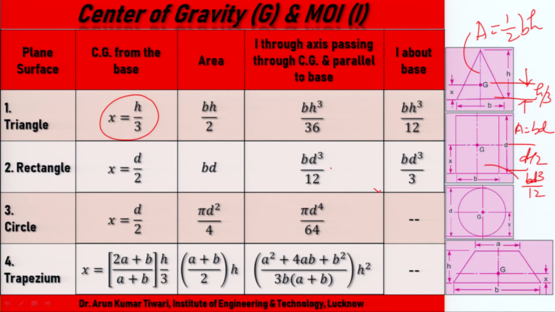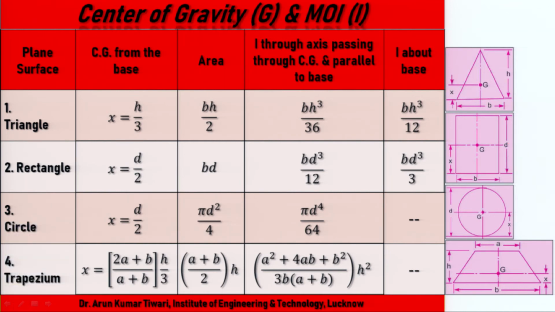Again, in the case of the circle, this is d by 2. The area is pi by 4 d square. The CG and the moment of inertia Ixx equals Iyy equal to pi d power 4 upon 64. So, this one is very simple.